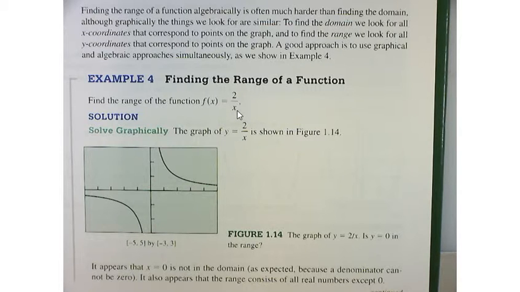There's only two restrictions on domains. One is you can't take the square root of a negative number, or an even root, I should say, of a negative number. And what's the other problem? You can't divide by 0. So by looking at this function, clearly x cannot equal 0.